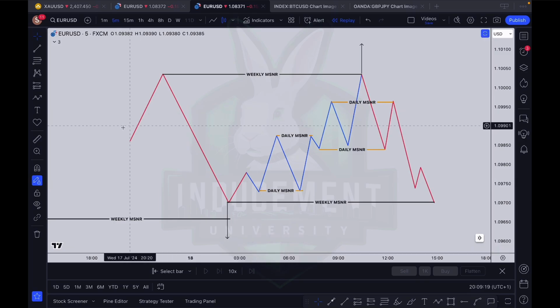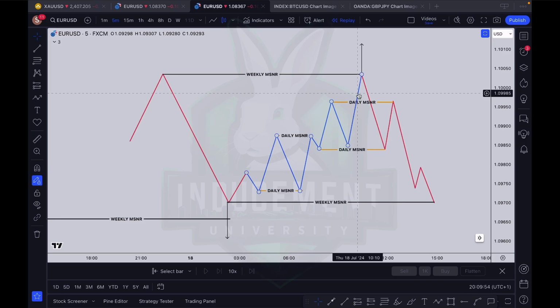Okay, so as you can see here on the line chart, we've got a red line and then it transitions into a blue line and then we transition back into a red line. The red line represents weekly price movement and blue represents daily price movement. So the two main MSNR levels that we are using for direction are weekly MSNR and daily MSNR. As you can say in the name, the weekly MSNR is just off of the weekly candles and the daily is off of the daily candles.